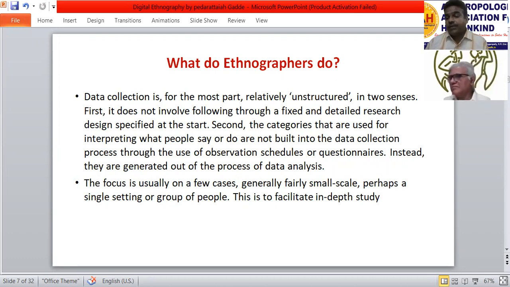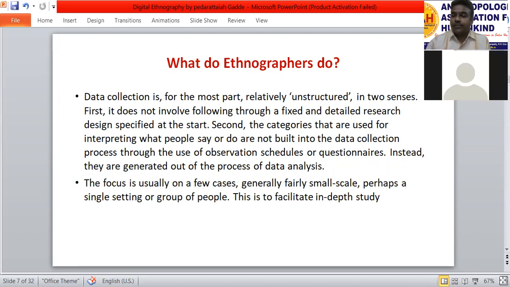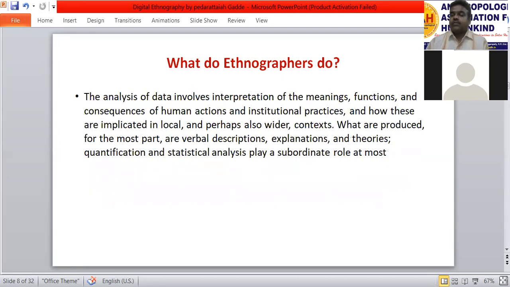The focus is usually on a few cases, generally fairly small scale, perhaps a single setting or group of people. This is to facilitate in-depth study. The analysis of data involves interpretation of the meanings, functions, and consequences of human actions and institutional practices, and how these are implicated in local and perhaps also wider contexts. What are produced for the most part are verbal descriptions, explanations, and theories. Quantification and statistical analysis play a subordinate role at most.